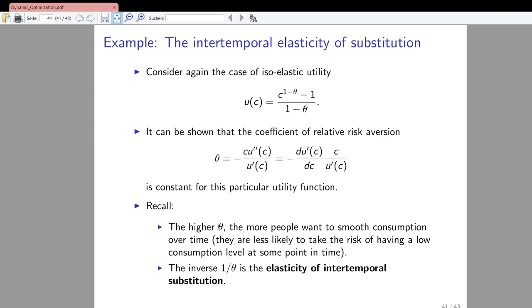And again, theta is the inverse of the elasticity of intertemporal substitution, so it measures how willing people are to smooth consumption over time. The higher theta is, the less willing people are to depart from consumption smoothing. So the higher theta is, the lower is the elasticity of intertemporal substitution.